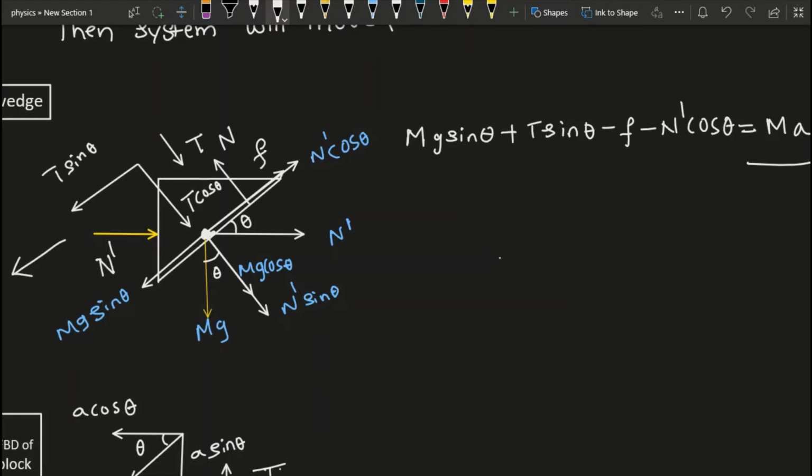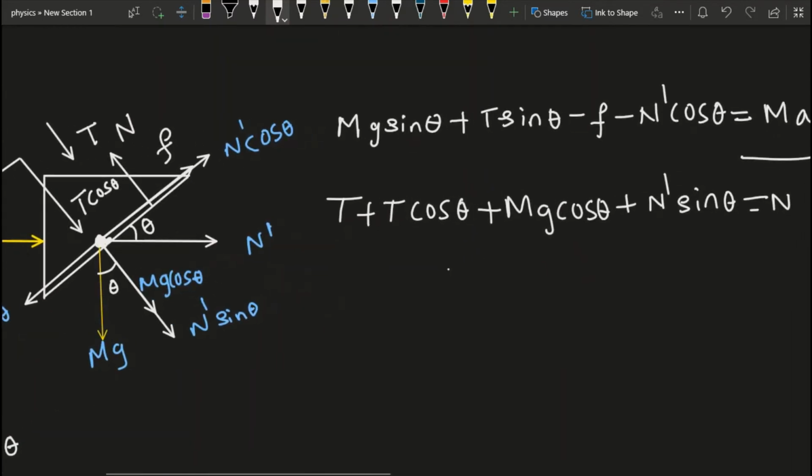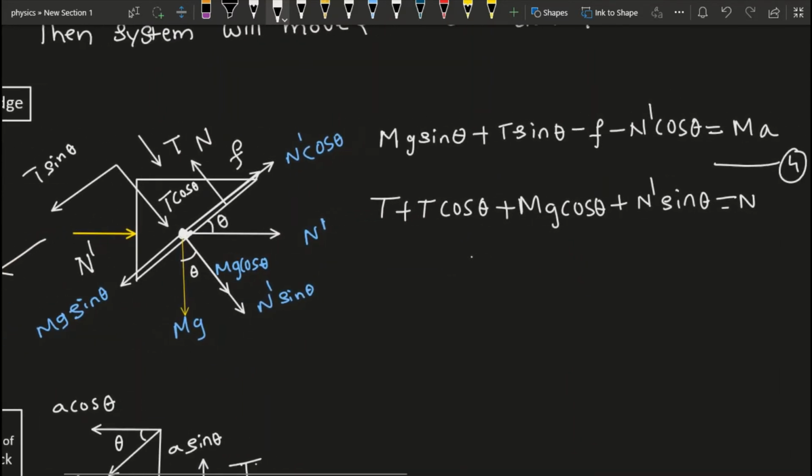What are the downward forces? T plus t cos theta plus capital mg cos theta plus n dash sin theta. So all these are the downward forces. The only upward force is normal reaction. So that must be equal to n. So we got it. This is the way of writing these equations, and let us say this is equation number 5. We wrote the two equations.